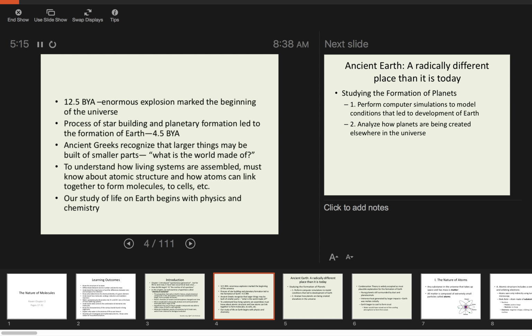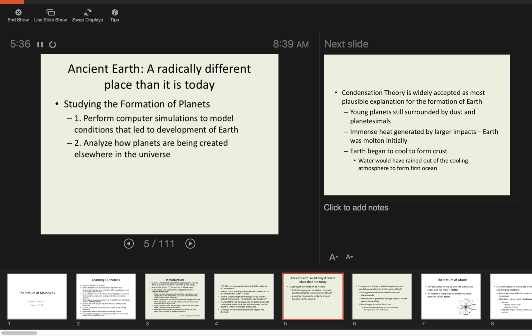So to understand how living systems are assembled, we have to talk about the atomic structure and how atoms have this ability to link together to form molecules, and then how those molecules form cells, and then cells form tissues, and tissues to organs, and organs to organ systems, and organisms. So the study of life on Earth begins with physics and chemistry.